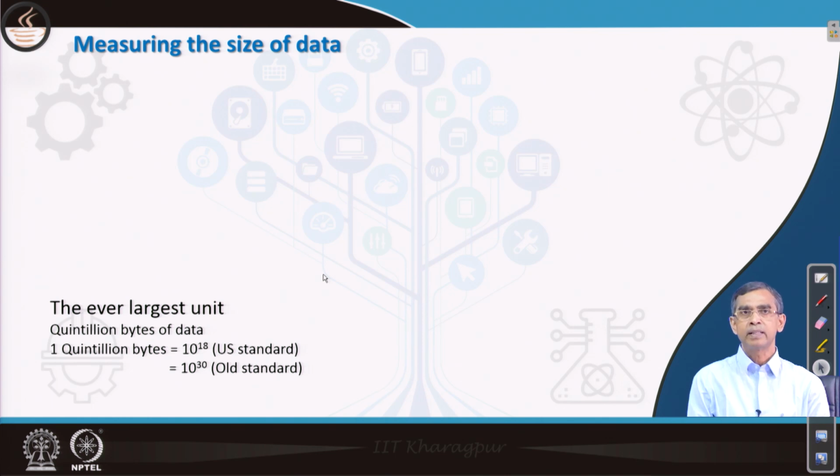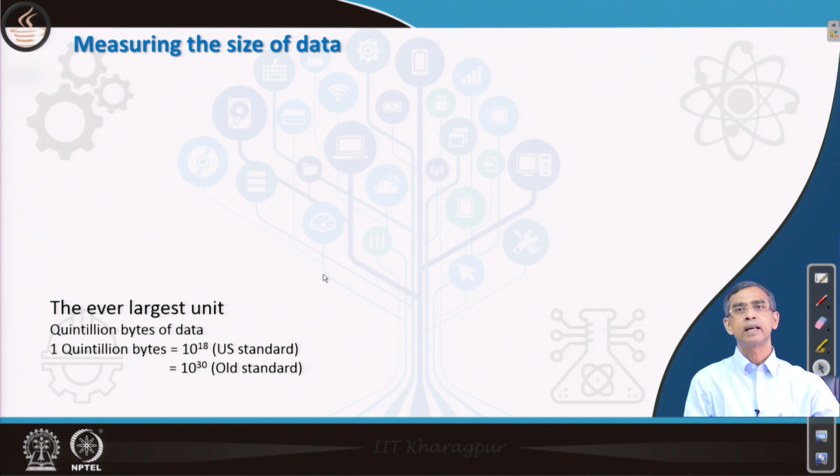At the moment, as data is growing heavily, different consortia propose different units in order to measure the amount of data. The largest unit known so far, which I have mentioned here, is the quintillion. So, 1 quintillion bytes is equal to 10 to the power 18, which is basically the US standard. There is another, older standard which was known as 10 to the power 30.